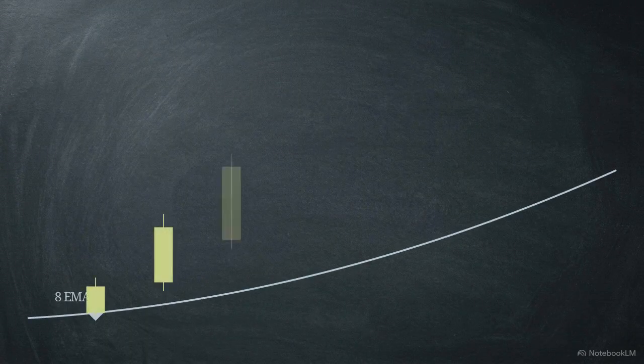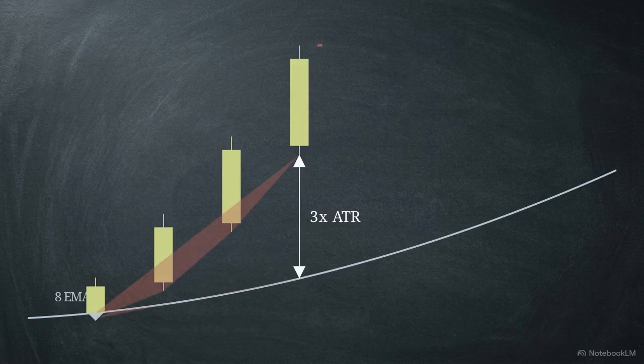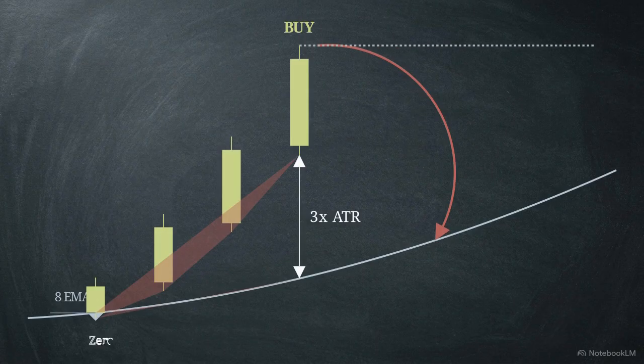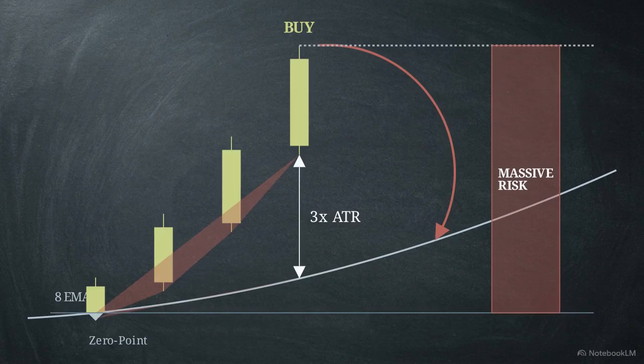Here, price accelerates more than 3 average true range multiples from the baseline. The empty gap between price and the baseline indicates lost structural traction, like a car lifting off the road. When buy volume pauses, mean reversion gravity pulls price down. Entering at this peak creates a mathematically hostile profile. Your stop loss remains below the 0 point, resulting in massive risk for tiny reward.